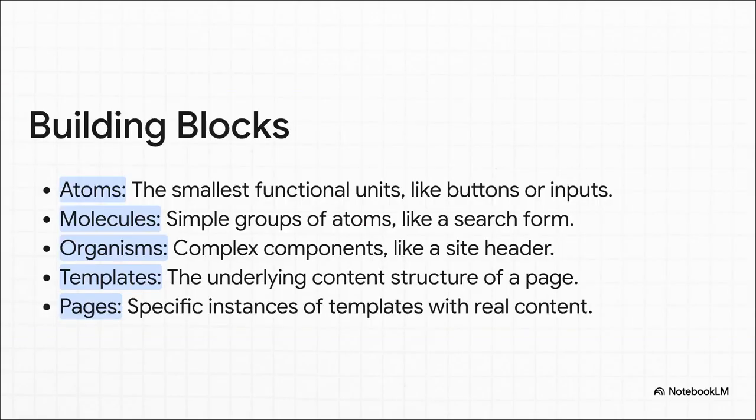Let's make this real for a second. An atom is just a button, or maybe a single input field. By itself, it can't do a whole lot. But combine that input field atom with a label atom and a button atom, and now you have a molecule, a functioning search form. Okay, now group that search form molecule with a logo and a navigation menu, and you've just built an organism, your site's header. See how that works? We're composing complexity, piece by piece, all the way up to full pages. Each stage just logically builds on the last one.